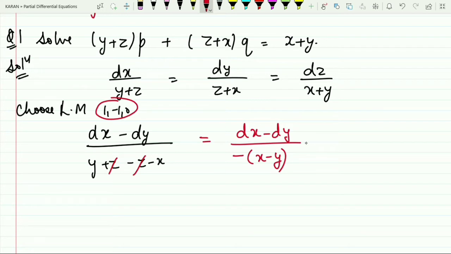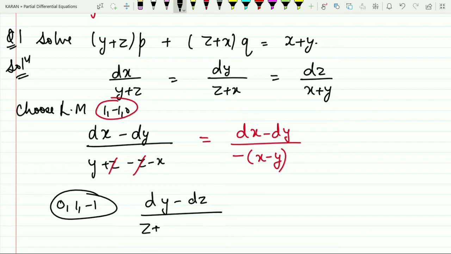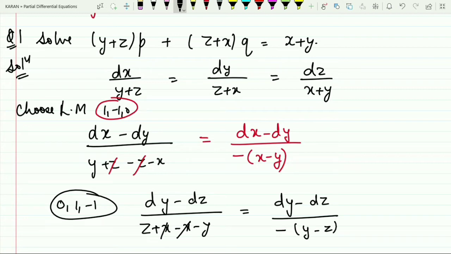Apply the same approach again. Now choose the Lagrange multipliers as 0, 1 and minus 1. That is another set of Lagrange multipliers. Corresponding to this, you will get dy minus dz divided by z plus x minus y. This x and x will get cancelled out. Again, if you take minus common, this will be dy minus dz divided by minus (y minus z).